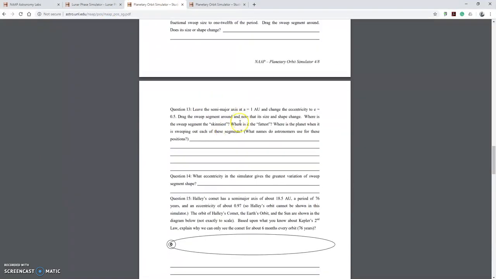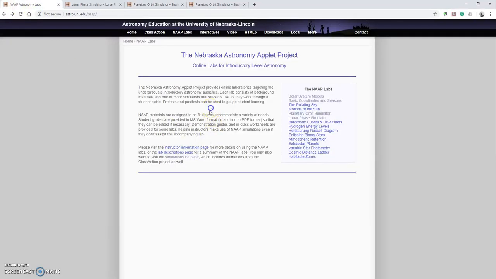So it's a great resource for teaching astronomy, especially since that's such a topic that is difficult for kids to grasp. So it's certainly one that I recommend checking out if you teach any of those areas.